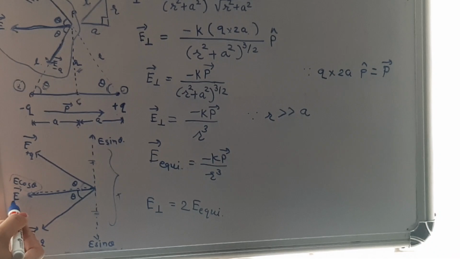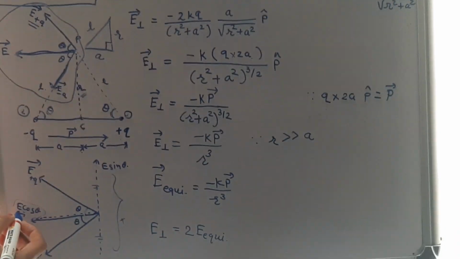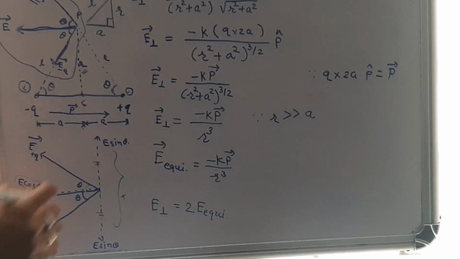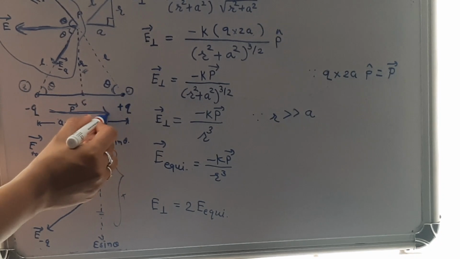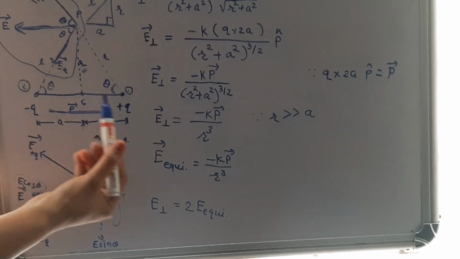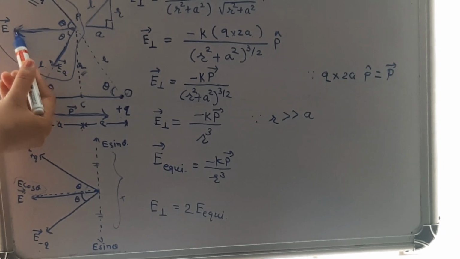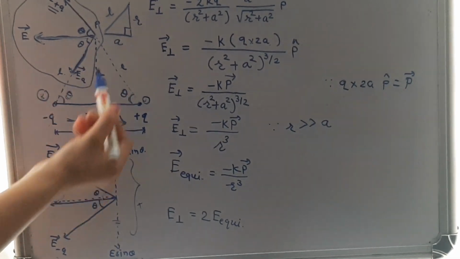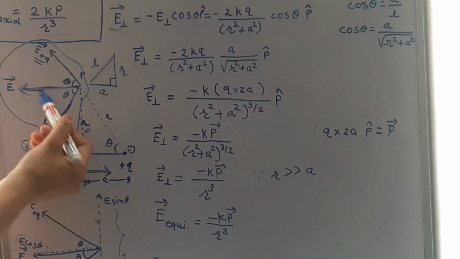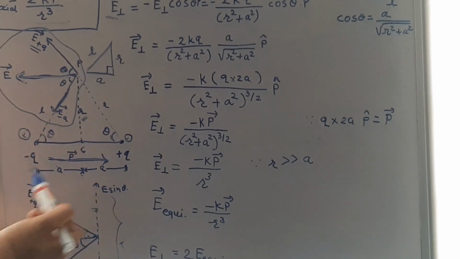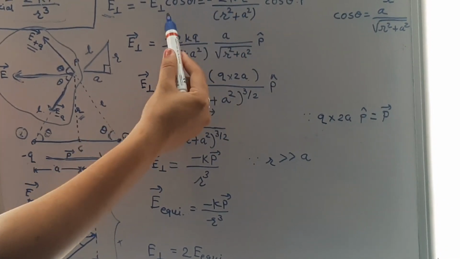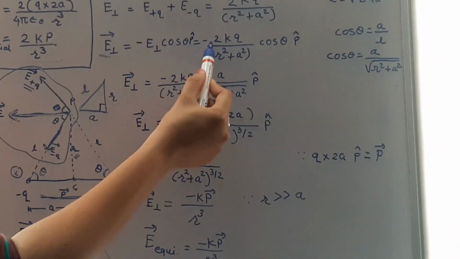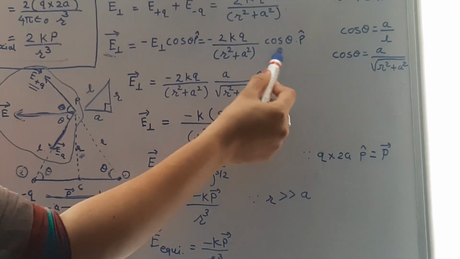So I can write E perpendicular as a vector. If I write in vector form, then see here the electric field direction and the dipole moment direction. The dipole moment direction is negative to positive, and the electric field direction is opposite to it. So this negative sign indicates the opposition of the direction of these two, electric field and dipole moment. So it is given by minus 2kq upon r square plus a square. Sorry, here E perpendicular is E cos theta, only one component we got, that is minus 2kq upon r square plus a square cos theta p cap.